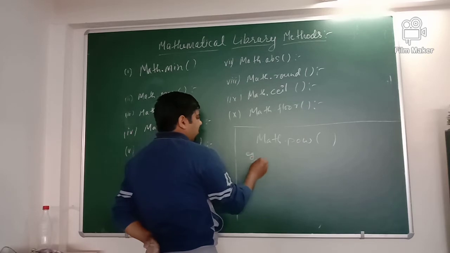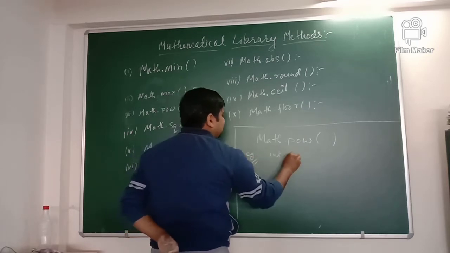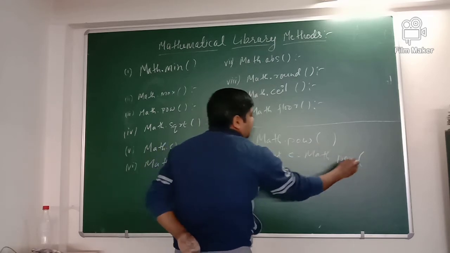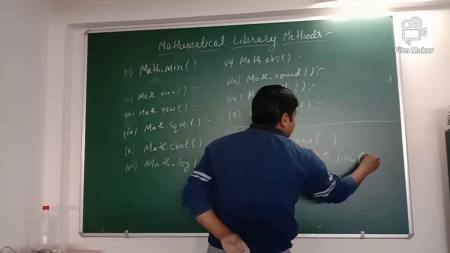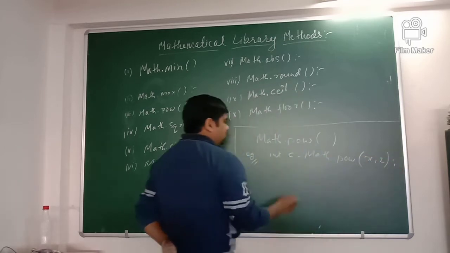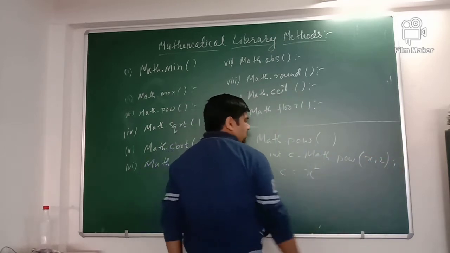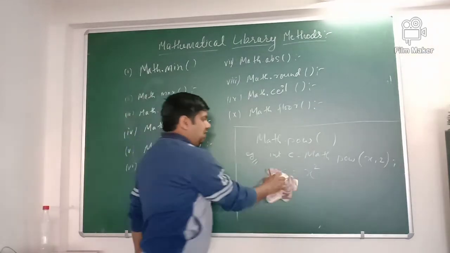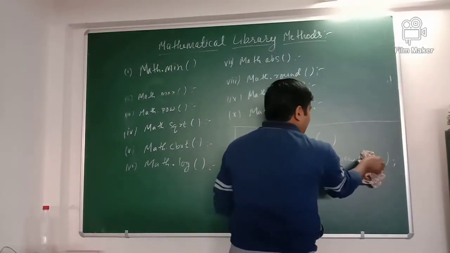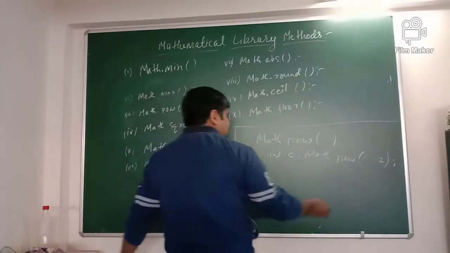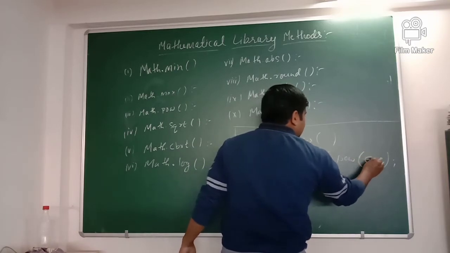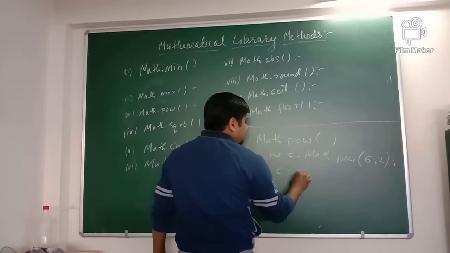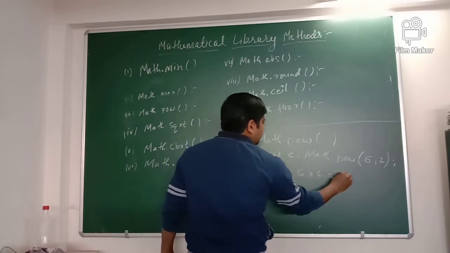The example which we can write is that in C, if we are declaring C equals math.pow, and we are writing a number x comma 2, that means the output will be in the form of x squared. If we take any value for x, for example 6, the output will be 6 into 6, that will give you 36.